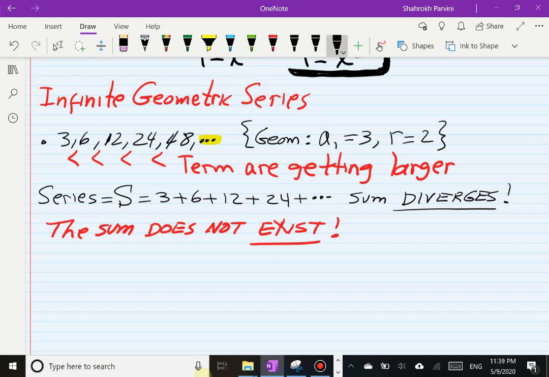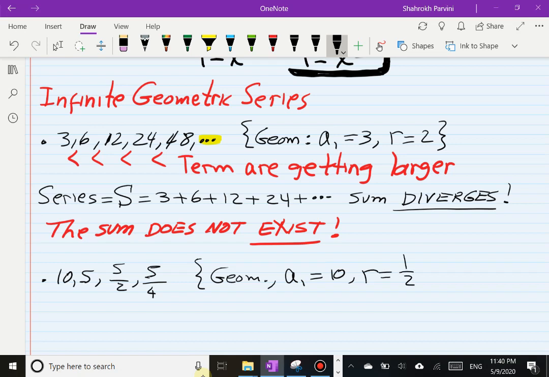Now let's take a look at another sequence. This second sequence that I have is going to look like this. My sequence is 10, 5, 5 halves, 5 fourths. So as you go from left to right, to go from 10 to 5, I multiply by 1/2. Each time you multiply by half to get to the next term. So this is a geometric sequence where my first term is 10 and my common ratio is a half, right? Because each time I multiply by half. Now, again, you can divide second by first, 5 by 10, to get that 1/2 also.